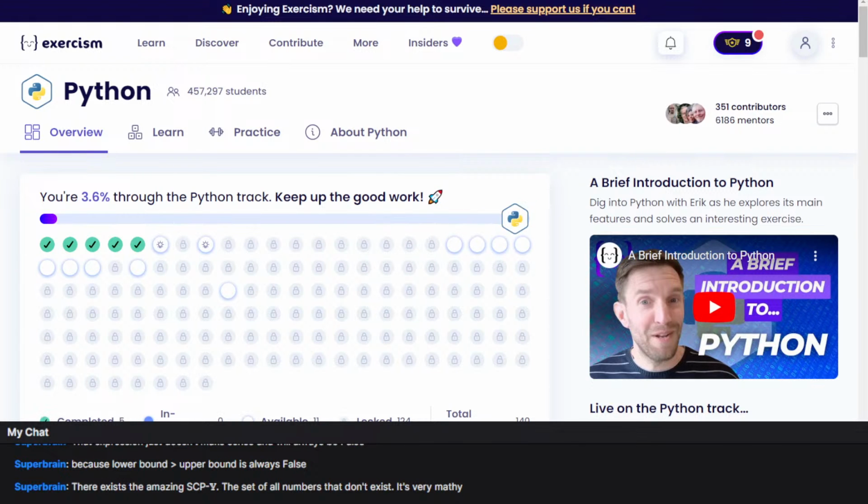Cool. There exists the amazing SCP, the set of all numbers that doesn't exist is very... oh no! I don't want to go against SCP-Y. That sounds horrible. Absolutely terrible. Okay, so I need to install the game on my desktop computer if we're gonna play.